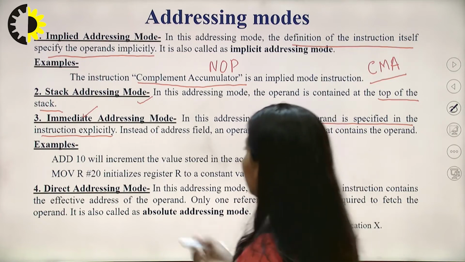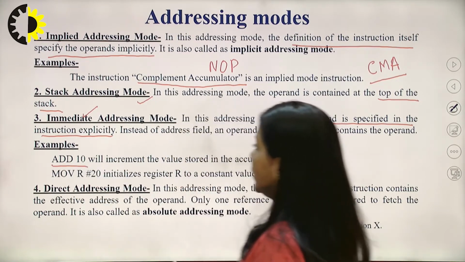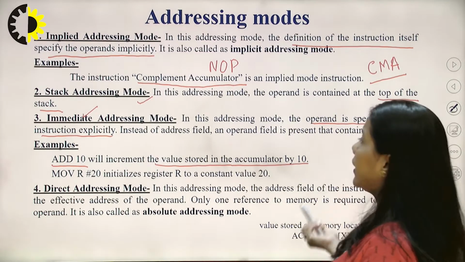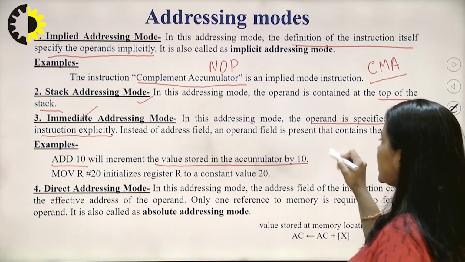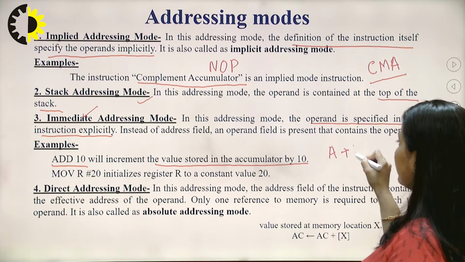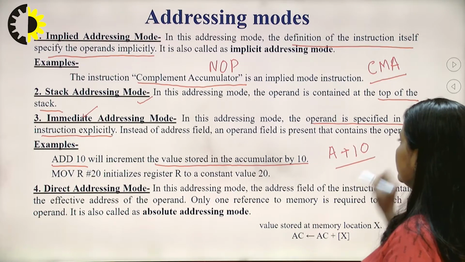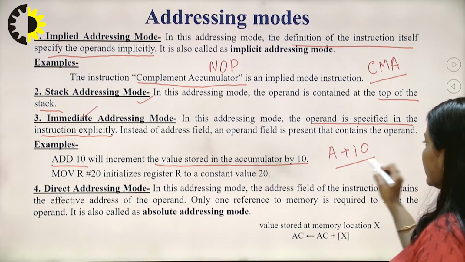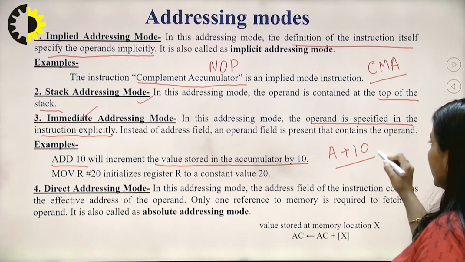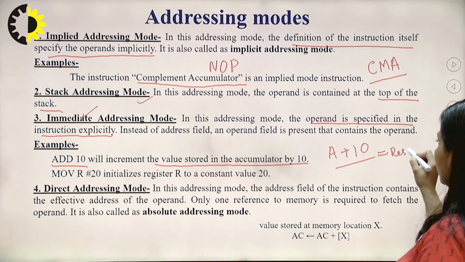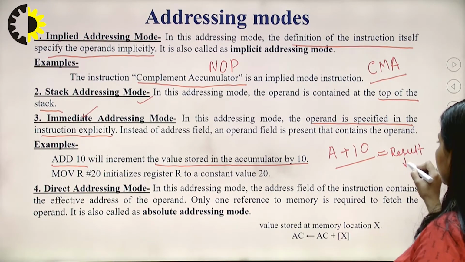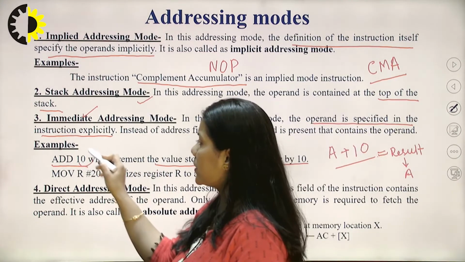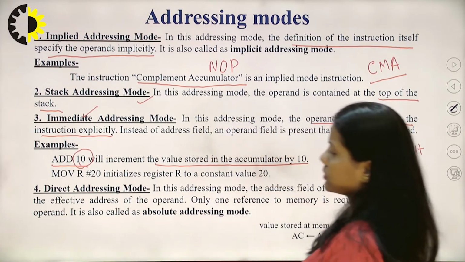For example, ADD 10 will increment the value stored in the accumulator by 10. So, whatever is present in the accumulator, here the 10 will be added to that value. So, this instruction will give the result of this operation, A plus 10, and the result will be stored in the accumulator itself. So, this is how the immediate value is mentioned in the instruction itself.